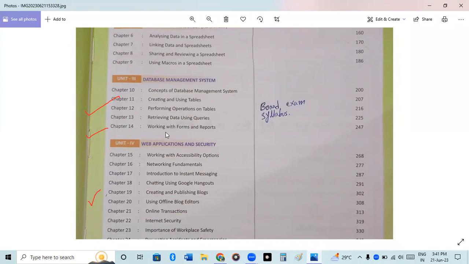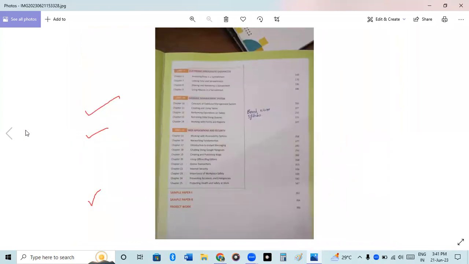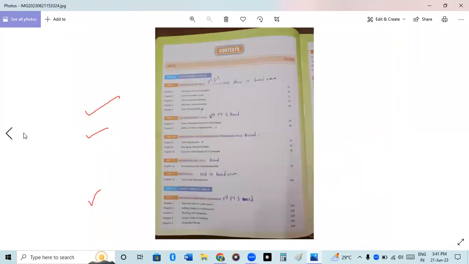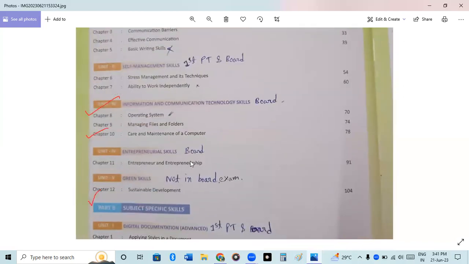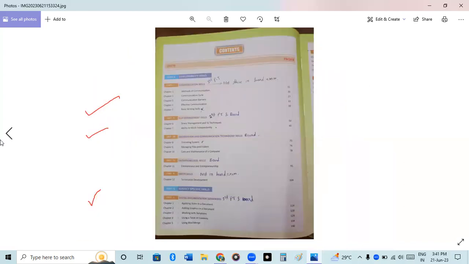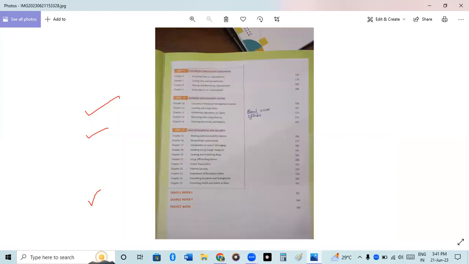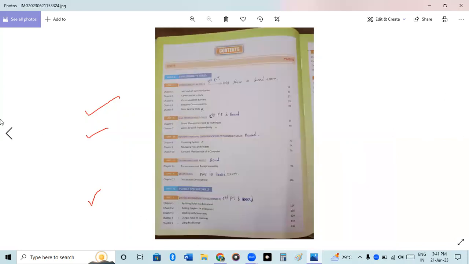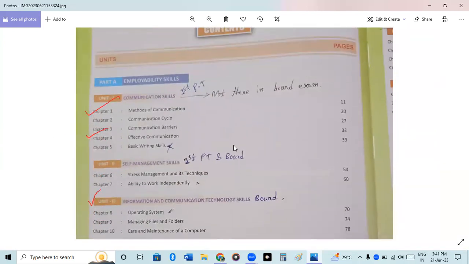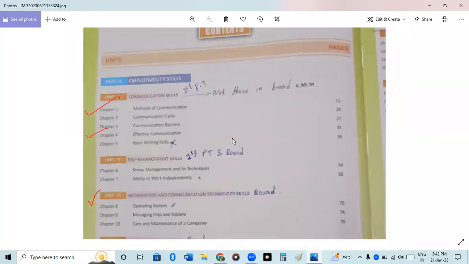So this is the total syllabus of class 10 information technology. All total it will be of 9 chapters: 4 chapters from part B, that is subject specific skills, and 5 chapters from employability skills.